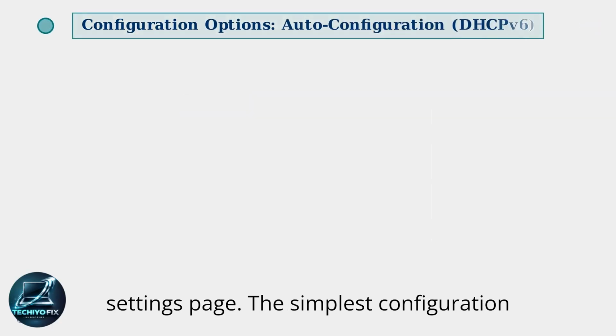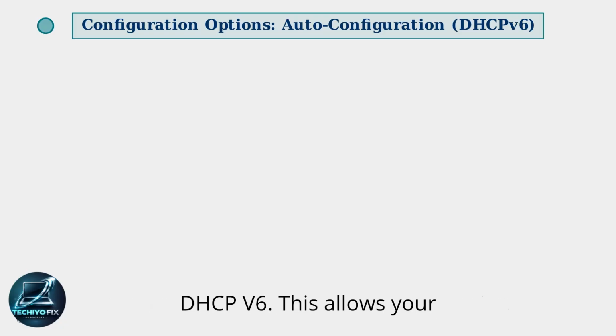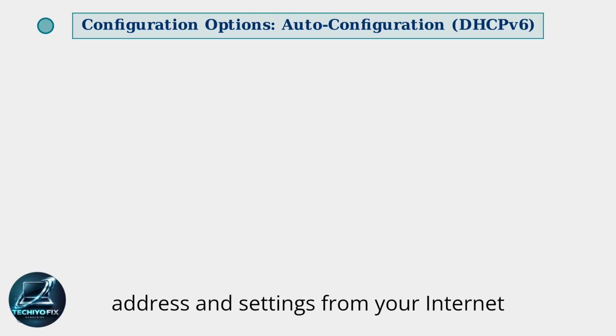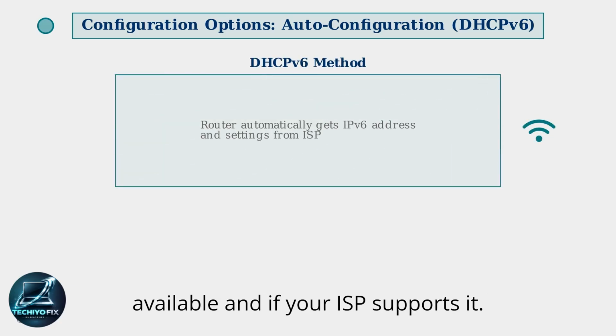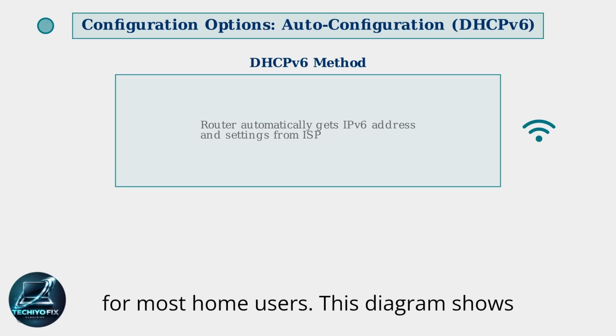The simplest configuration method is typically auto-configuration, or DHCPv6. This allows your router to automatically obtain an IPv6 address and settings from your internet service provider. Select this option if available and if your ISP supports it. This is usually the recommended setting for most home users.